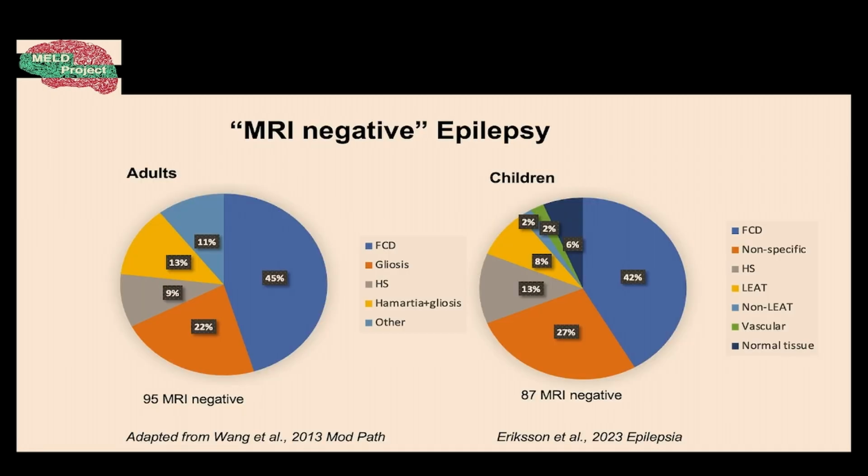And when we're talking about MRI negative epilepsy, the ones where you can't really see the lesion, in both adults and children, so on the left is from the Cleveland Clinic in America, and on the right is from Great Ormond Street, looking at the cases that were MRI negative, the most common pathology is focal cortical dysplasia. So this is the pathology we worked on first.